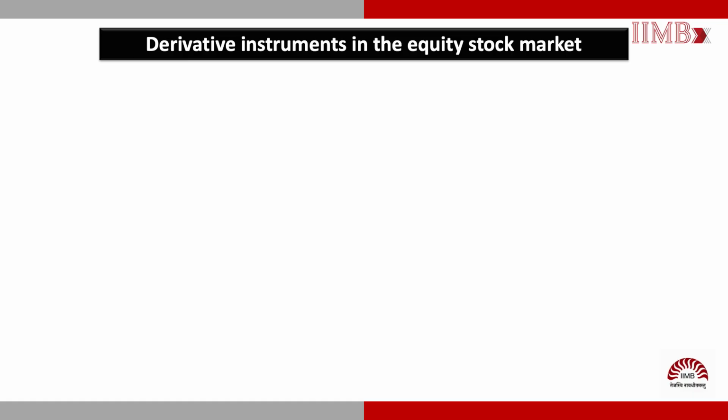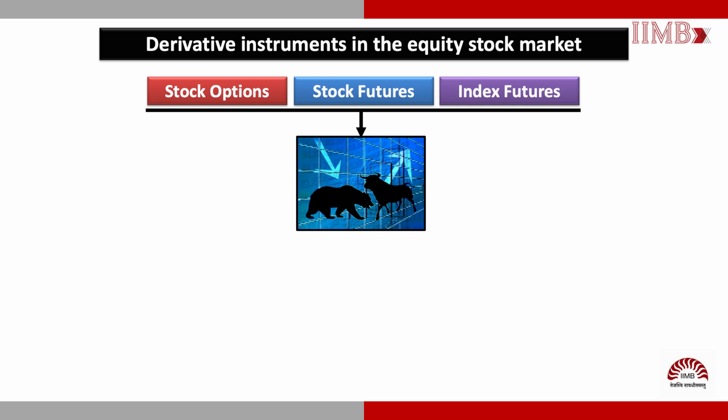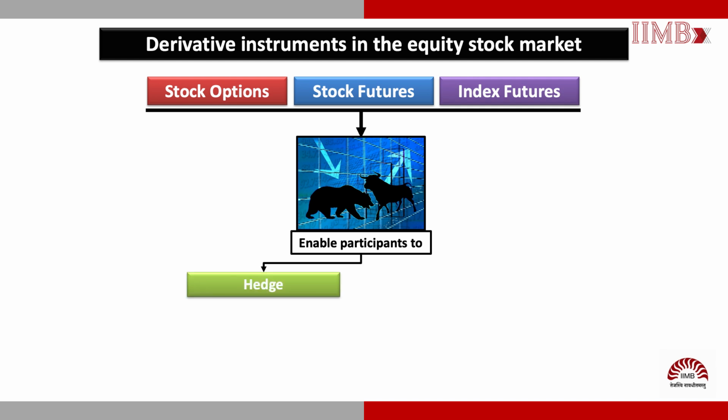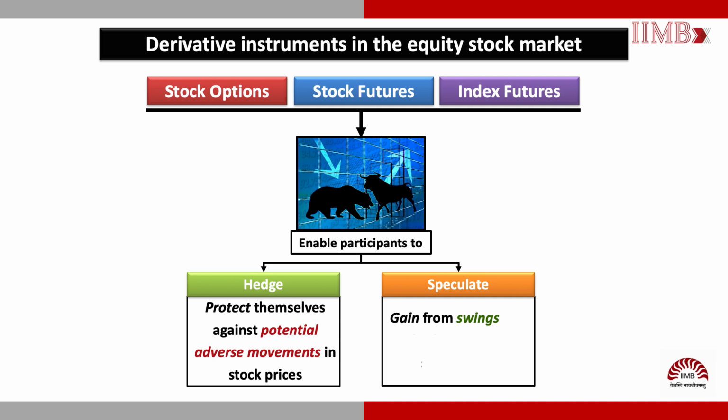Derivative instruments in the equity stock market, such as equity stock options, stock futures and index futures, and the markets where they are traded, have evolved rapidly over the last few decades, primarily to enable participants in the equity stock markets to hedge their risks, that is, protect themselves against potential adverse movement in stock prices. Some participants also use the derivatives market to speculate and gain from the swings and volatilities in equity stock prices over time.